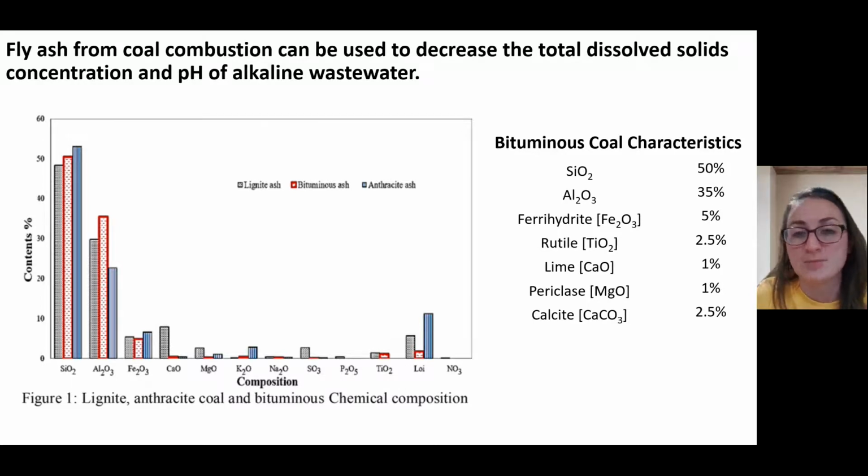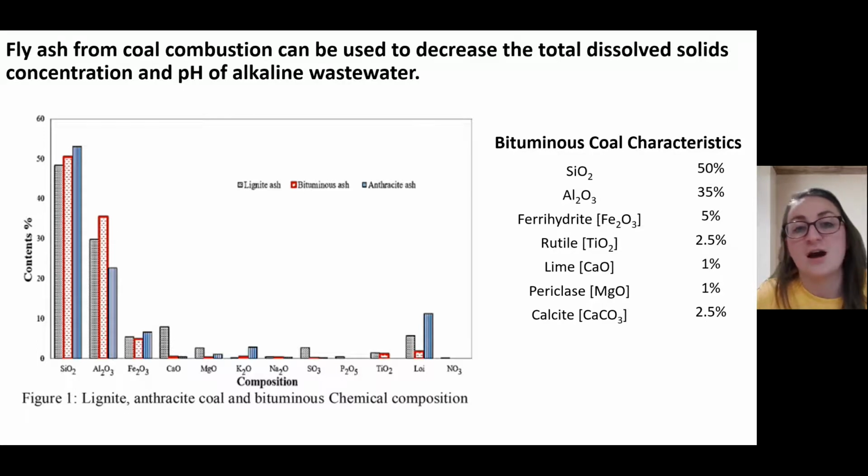And for my specific problem statement, I use bituminous coal characteristics that are general characteristics of bituminous coal to determine my amount of finite solids that I would be adding into my treated wastewater system. So I used two different dosages of fly ash, one at 15 grams per liter and one at 30 grams per liter, and use the bituminous coal characteristics shown on the right-hand side of the screen here to determine the amount of finite solids that was being added in each of these systems.